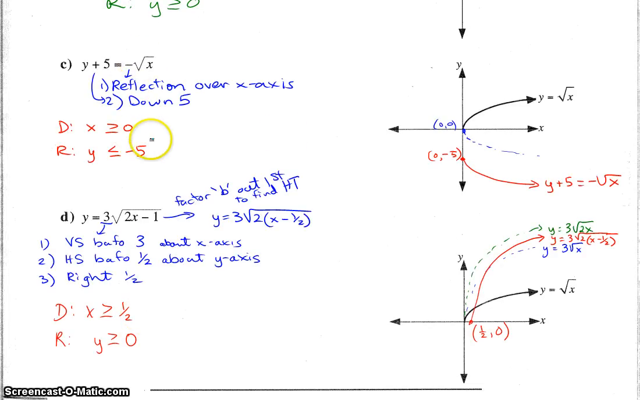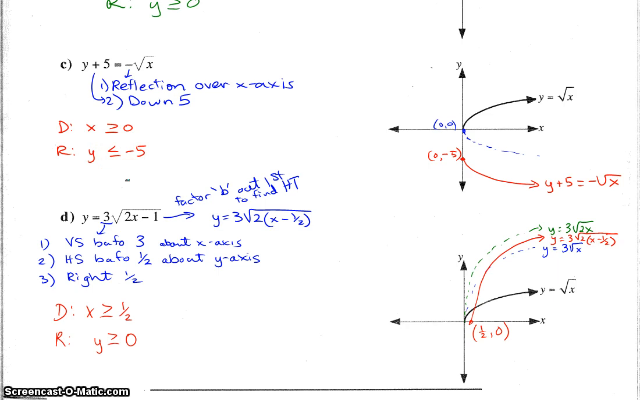Let's check over C. First we have a negative, so reflection over the x-axis, and then we have y plus 5, which means down 5. If you do the transformations to the graph in that order, we would reflect over the x-axis, then move the graph down 5, and we'd end up with this red graph here. Looking at that graph to find domain and range, x would be greater than or equal to 0, and y would be less than or equal to negative 5. This time we're going down from that key point, so that's why y is now less than or equal to negative 5 instead of greater than.